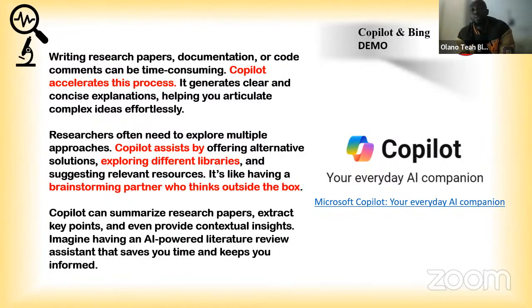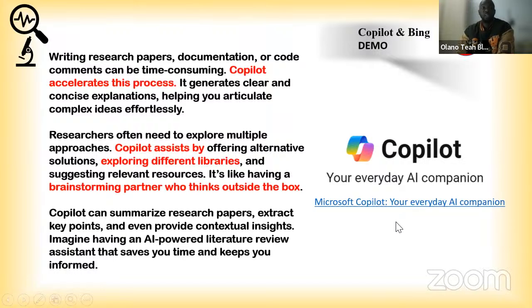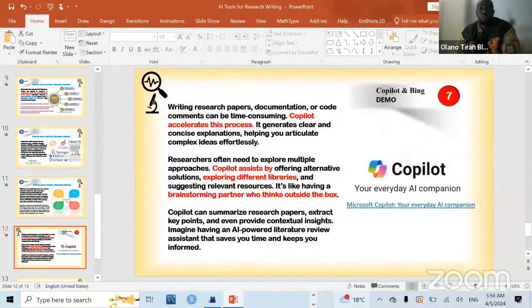Copilot assists by exploring different libraries. You might be searching on Google Scholar as your online library, but maybe the paper you are looking for has not been uploaded to Google Scholar. With Copilot, it is going to search on your behalf. It's like having a brainstorming partner who thinks outside the box. It's going to search everywhere on the internet, all the libraries, to find where that paper is, and give you a summary of those things. We can use it to analyze our paper and all of that. Let me take you to it now. I think we have 4 minutes left, but let me just take you there shortly and then we can call it a day.